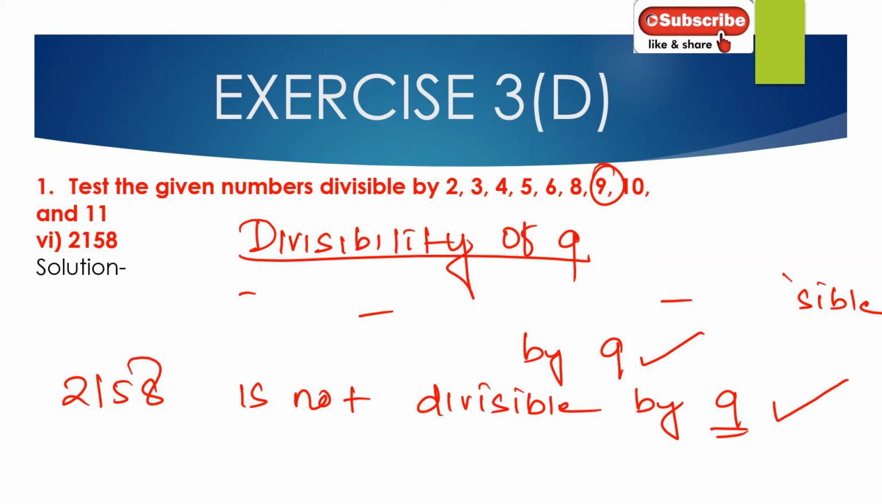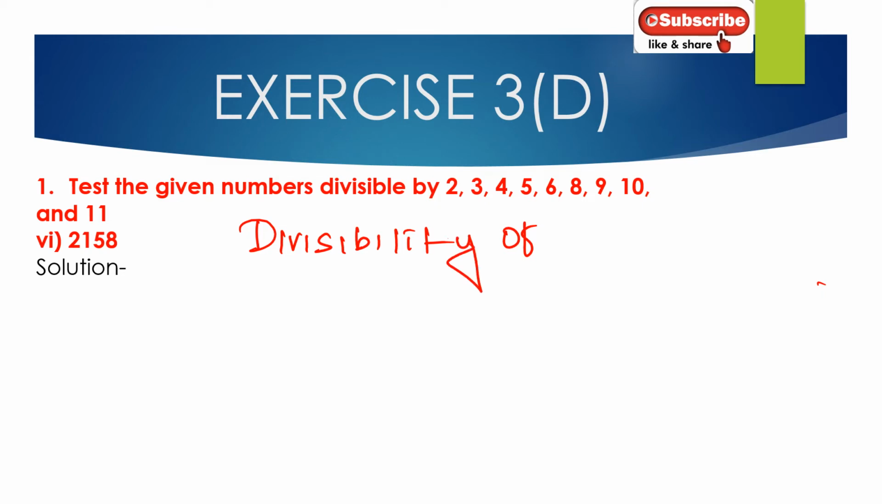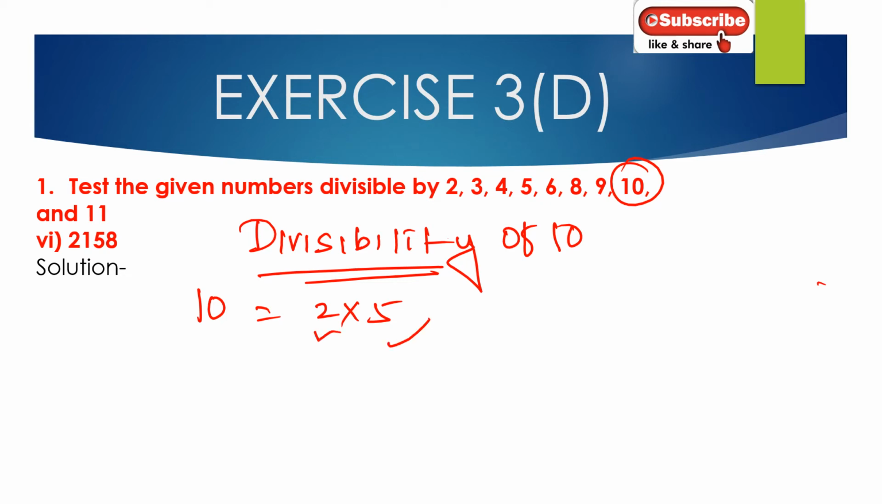Now we'll check whether the number 2158 is divisible by 10 or not. Divisibility of the number 10: we know 10 is the product of 2 and 5. First we'll check the number 2158. If any number is divisible by both 2 and 5, then the number is divisible by 10.